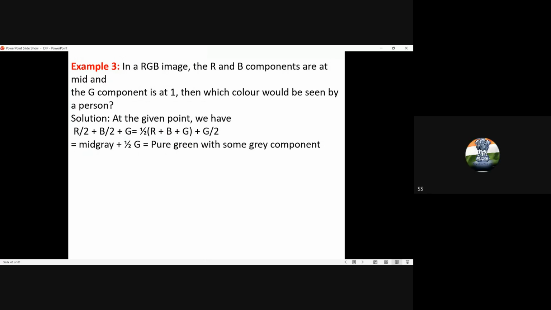So it will be pure green with some gray components, sir. Mid gray plus half green. Sir, are G/2 and G both green, or is there some difference? Are half G and G two different things or the same?